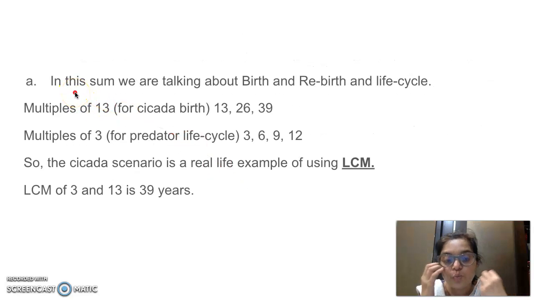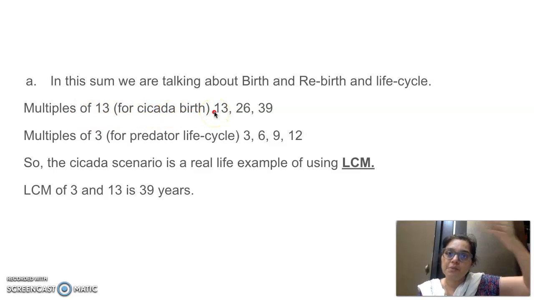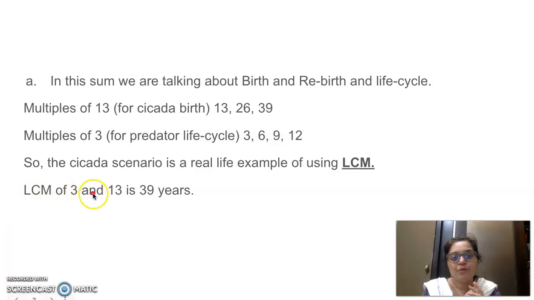So the question A is, what are we talking about in this? Are we talking about HCF or LCM? Now, whenever we talk about birth, life cycles, rebirth, we're talking multiples. So obviously we're not talking factors, right? We're talking multiples, and the lowest common multiple. So that is LCM. Here, what are the multiples of 13? And these are multiples of 3. So the cicada is a real life example of using LCM, correct? So the LCM of 3 and 13 is 39 years.